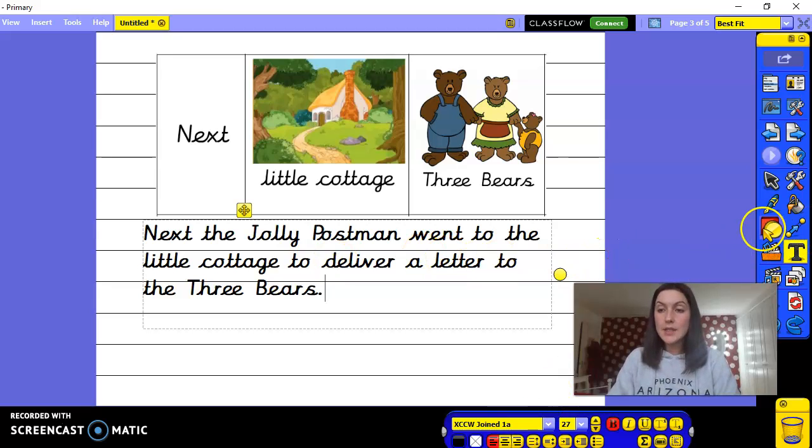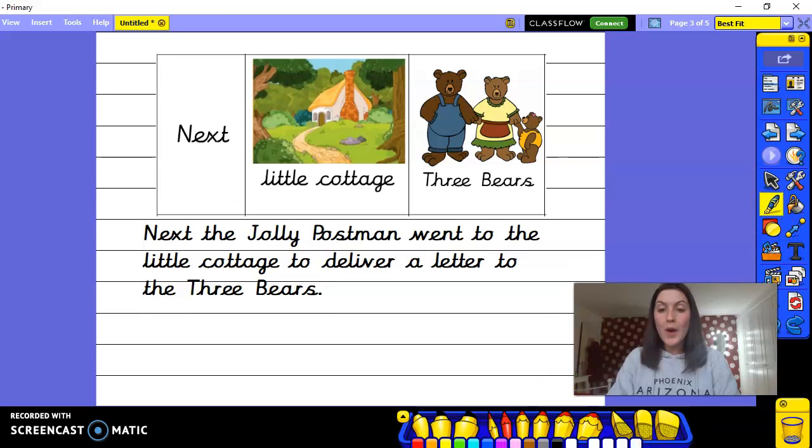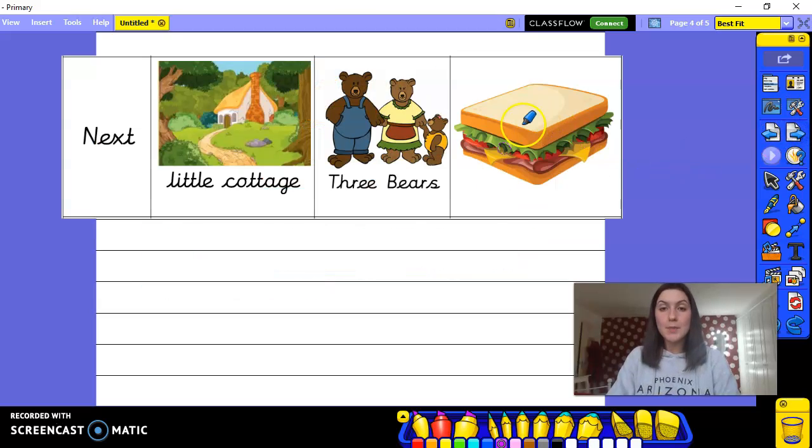And let's highlight it again so we can make it really clear where the parts from the plan make our sentences up. So next, this part here is here. And then we have got the cottage part. The Jolly Postman went to the little cottage. And then finally, we have got the 3 bears part, which adds up to our sentence here. And then I would go on to the next part of my plan and think about my final sentence and add that as well.